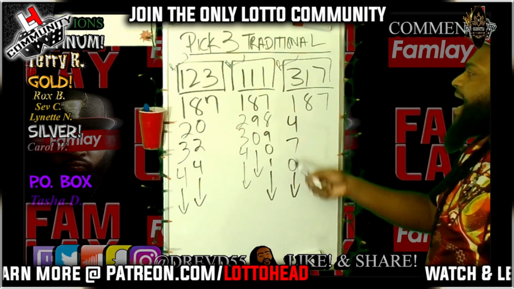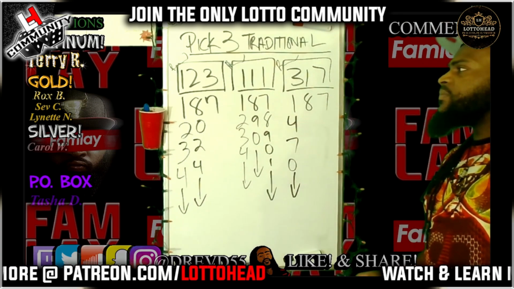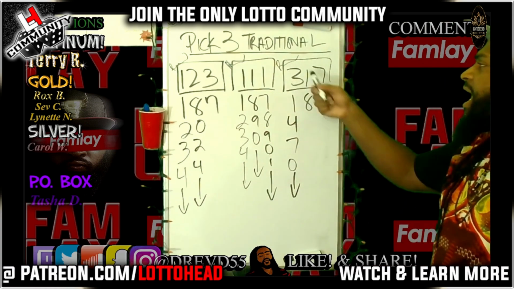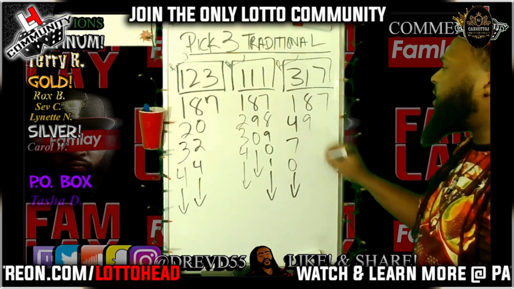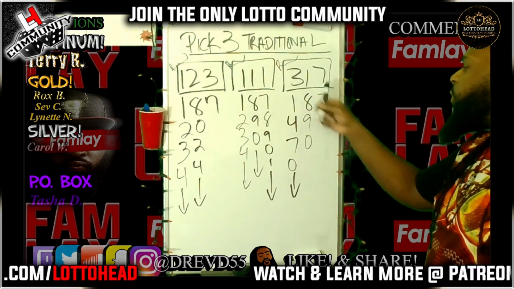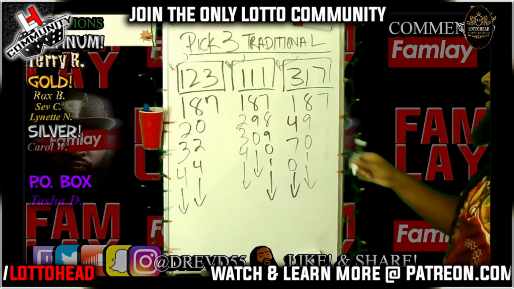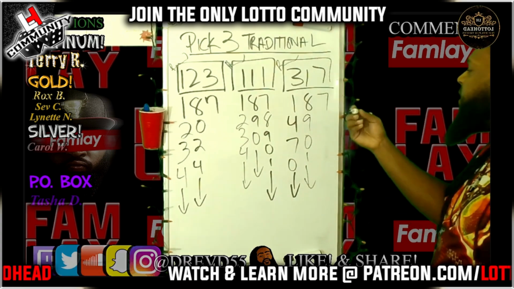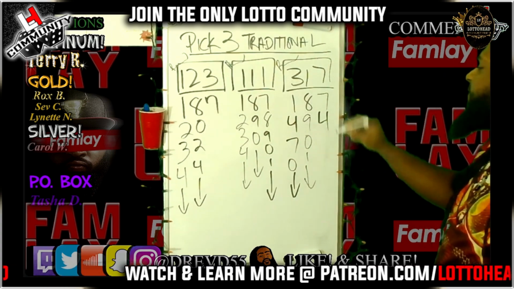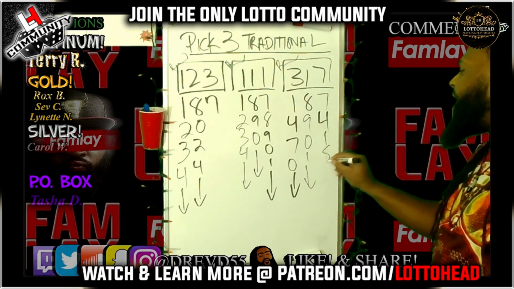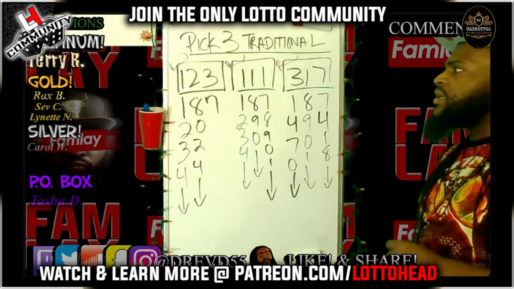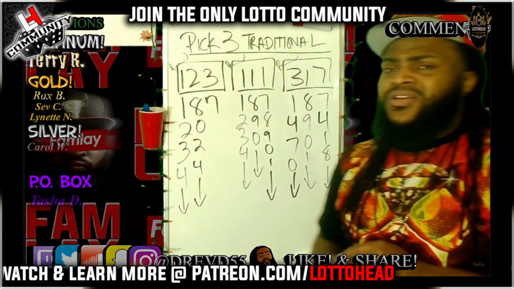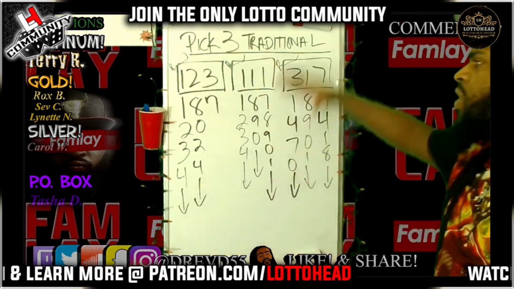You keep on. In this column, you add in 3. In this column, you add in 1. So 1 plus 8 gives you 9. 9 plus 1 gives you 0. 0 plus 1 gives you 1, and so forth. In this column, you add in 7. 7 plus 7 gives you 4. 4 plus 7 gives you 1. 1 plus 7 gives you 8, and so forth. All right? So that'll do it for the Pick 3 traditional rundowns. This is how you use the rundowns.